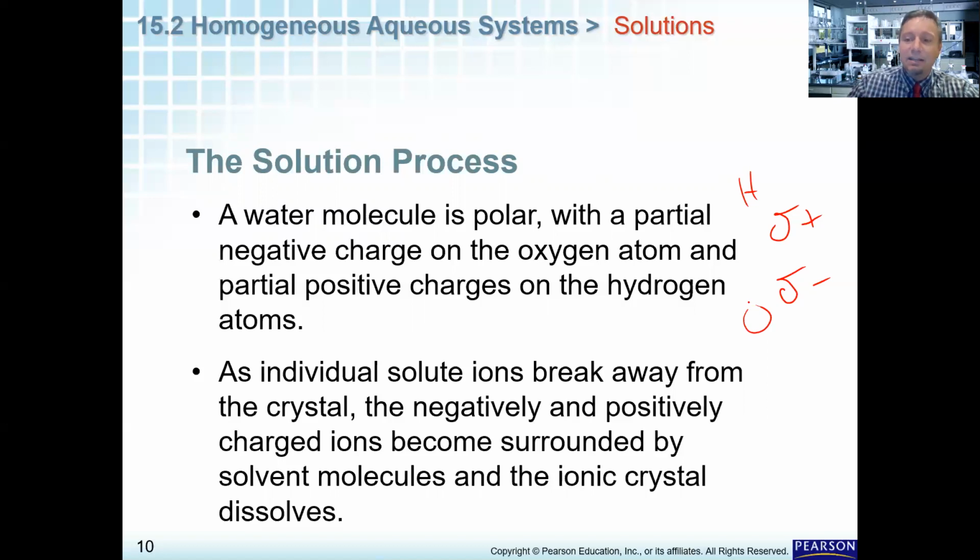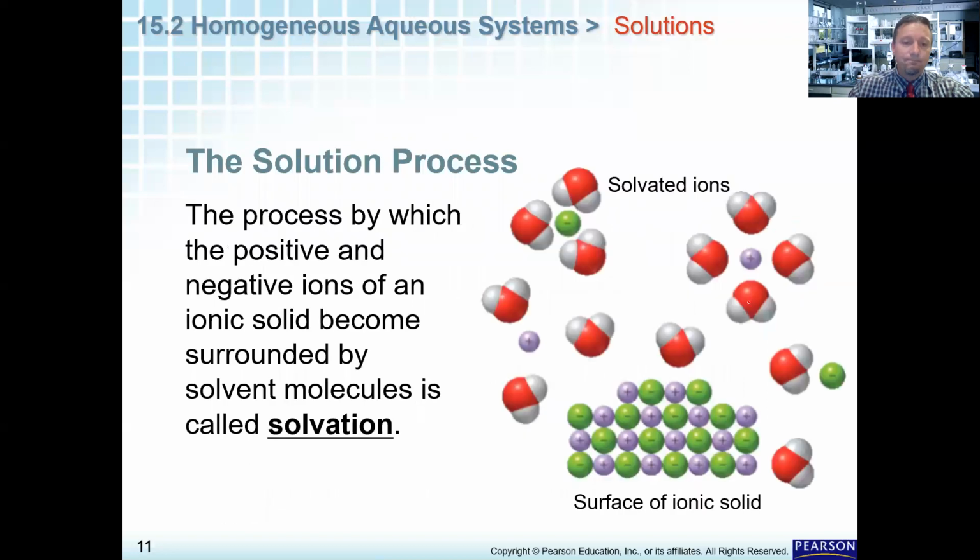Very fascinating chemical process. It's not a chemical reaction that takes place. It's just a physical change. However, it still has some properties that are similar because there is a little bit of energy that is required to do that. So solvation, I mentioned this before. It is the process by which the positive and negative ions of an ionic compound are surrounded by the solvent's molecules. Solvation, please get that in your notes.